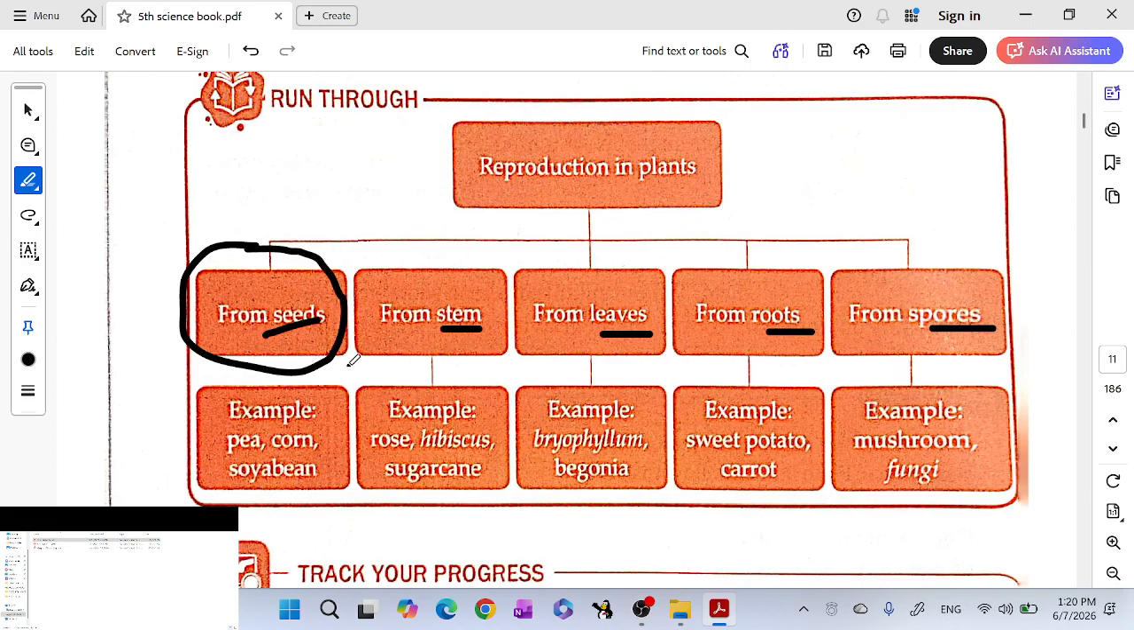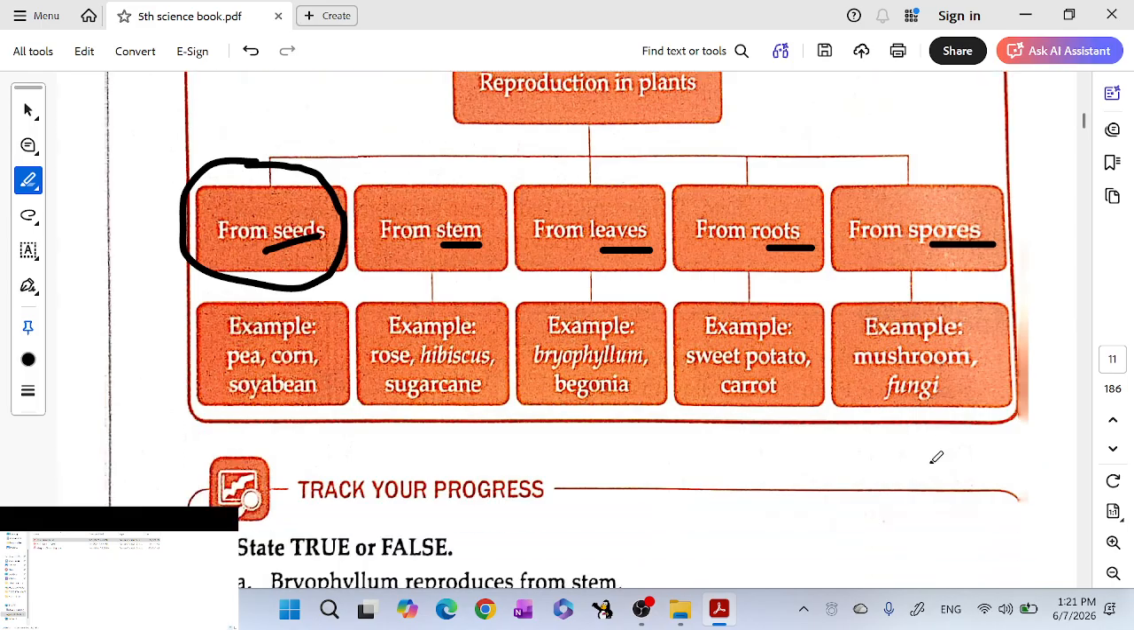Pea, corn, soybean, all these reproduce from seeds. And the stem: what are the examples? Rose, hibiscus, sugarcane, all these. From the leaves, bryophyllum and begonia reproduce. Sweet potato and carrot are also roots, and from these again reproduction happens. Mushrooms and fungi reproduce from spores.